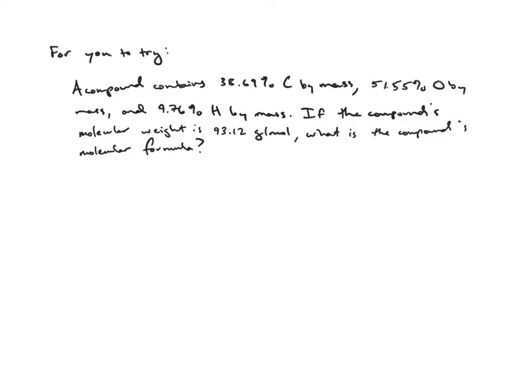Okay, I'd like you to go ahead and try to do this last one. It says a compound contains 38.69% carbon by mass, 51.55% oxygen by mass, and 9.76% hydrogen by mass. If the compound's molecular weight is 93.12 grams per mole, what is the compound's molecular formula? So go ahead and try solving this one and see how you do.